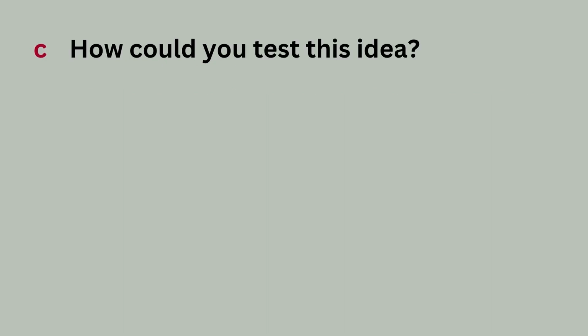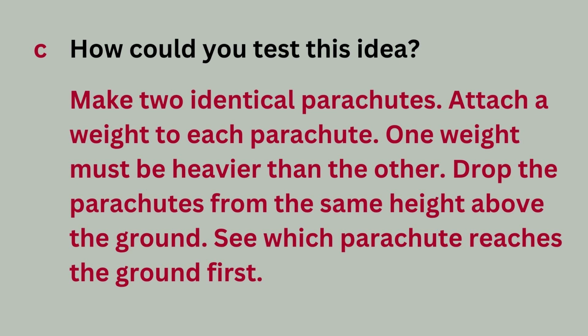Question C. How could you test this idea? Make two identical parachutes. Attach a weight to each parachute. One weight must be heavier than the other. Drop the parachutes from the same height above the ground. See which parachute reaches the ground first.